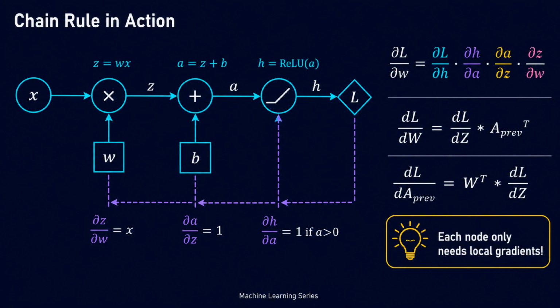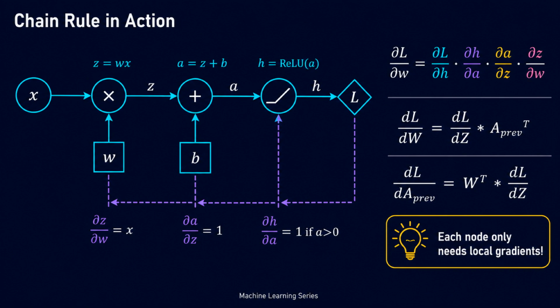Let's look at the specific formulas each layer computes during backpropagation. For a given layer, 3 gradients are needed. First, the gradient of the loss with respect to the weights equals the gradient with respect to that layer's preactivation, multiplied by the transpose of the previous layer's activations. This tells us how to update the weight matrix.